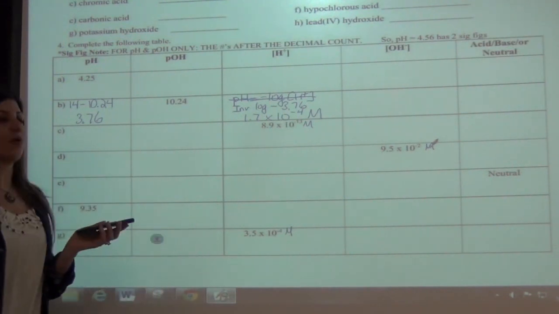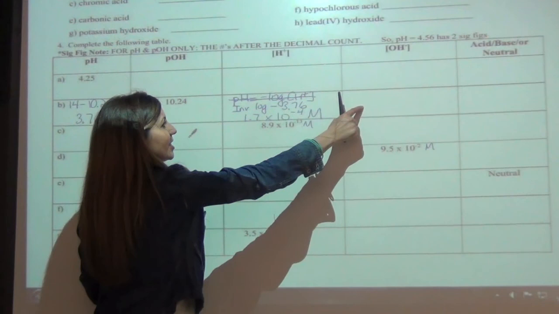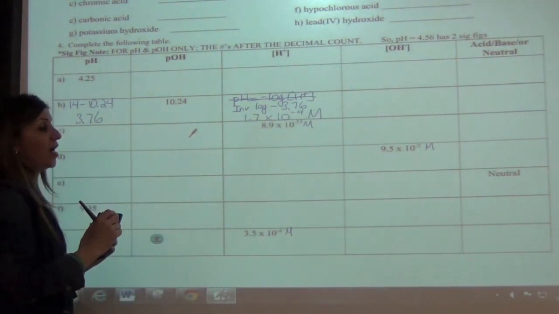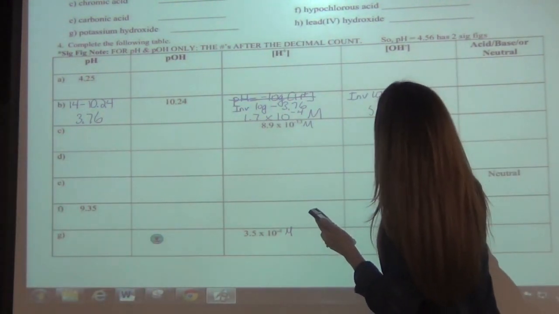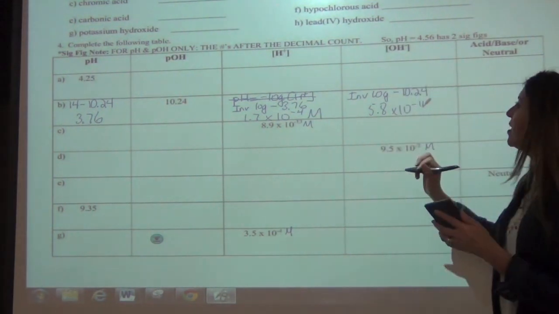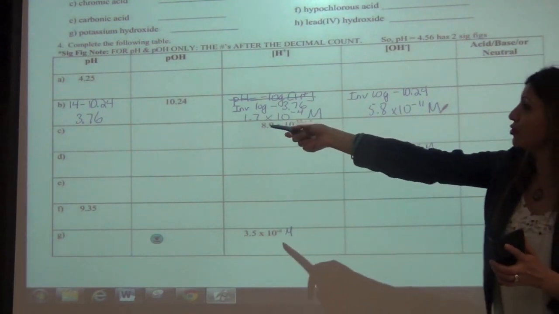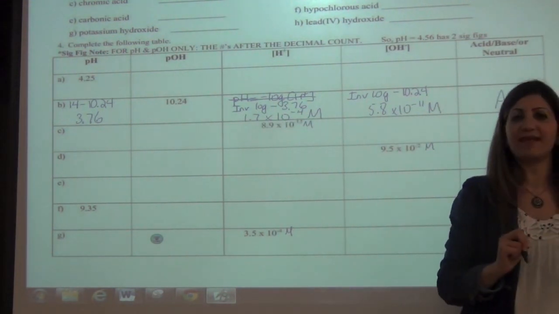So now we want the OH minus. Again, there are 2 ways to do it. I can either do the same thing I just did here, or I can do 1 times 10 to the negative 14 over that answer. It doesn't matter. It's up to you. And that gives me 5.8 times 10 to the negative 11, 5.75 times 10 to the negative 11 molar. To figure out whether it's an acid, base, or neutral, you're just going to look back at the beginning, and that makes it an acid if it's less than 7.